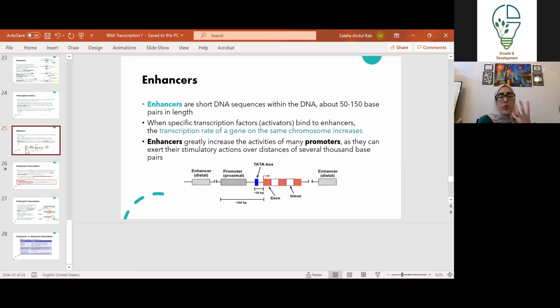Whatever the activity of the promoter was initially, the enhancer is going to double, triple that, multiply that by many times. So it's kind of like a stimulant. That's really just all it is, an enhancer. Is that clear?